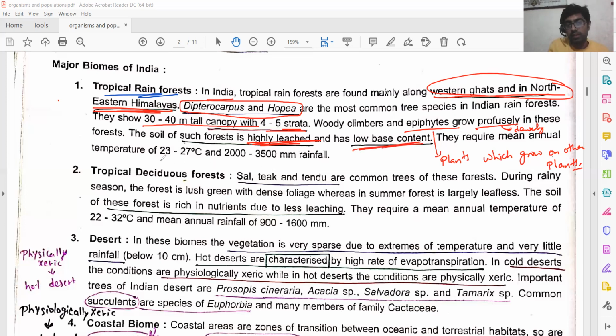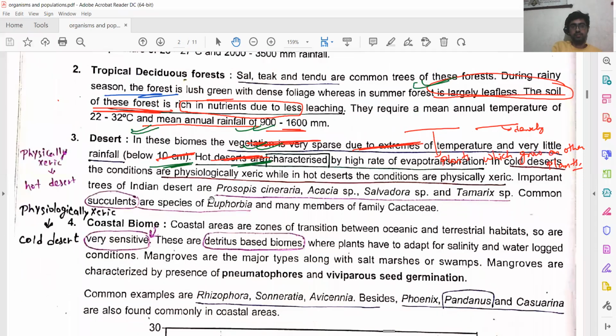The mean annual temperature and rainfall, this is important. So let me mark the important points. First, location. Second, height and strata. Third, highly leached. And fourth, annual temperature and annual rainfall. Mean annual temperature and mean annual rainfall. Okay. So this is tropical rainforest.